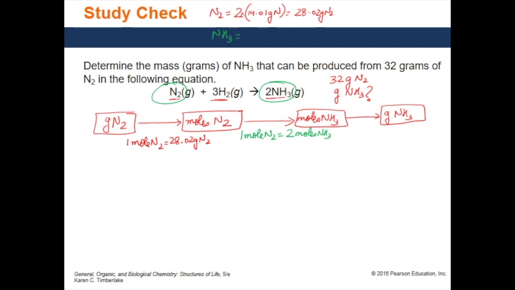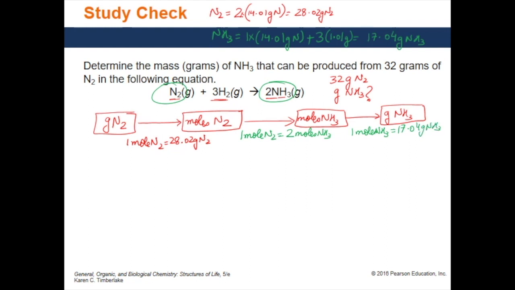How many nitrogen atoms? 1 nitrogen atom. So 1 times 14.01 grams of nitrogen. Plus we have 3 atoms of hydrogen, which is 3 times each hydrogen atom is 1.01 grams. So that is a total of 17.04 grams of ammonia. So what is the conversion factor? We know that 1 mole of ammonia would weigh 17.04 grams of ammonia.